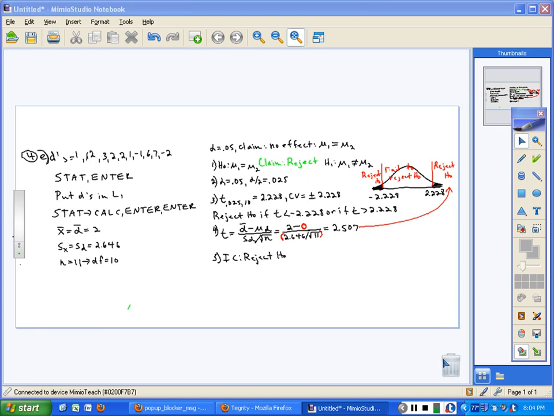reject H0. And then the final conclusion, again, remember when the claim is in H0, you say the same thing twice. So it's reject H0, reject the claim.